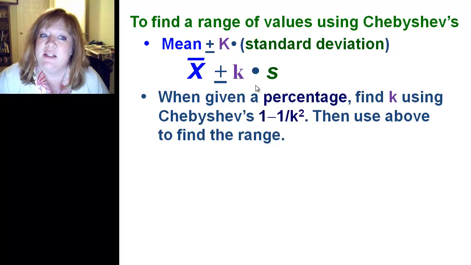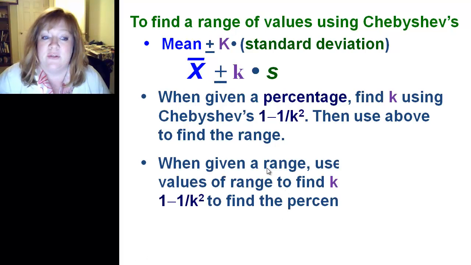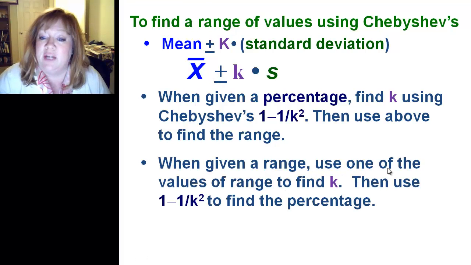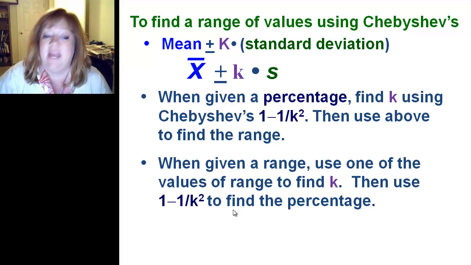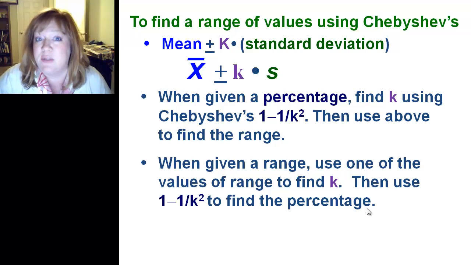Then you can put it into this formula that I gave you here to find the range of values. When you're given the range, you use one of the values of the range to find k, and then use 1 minus 1 over k squared to find the percentage. That's the difference of how to do these different problems.